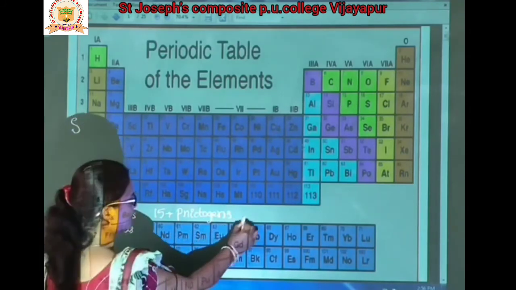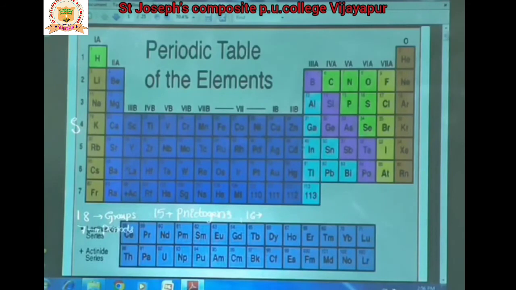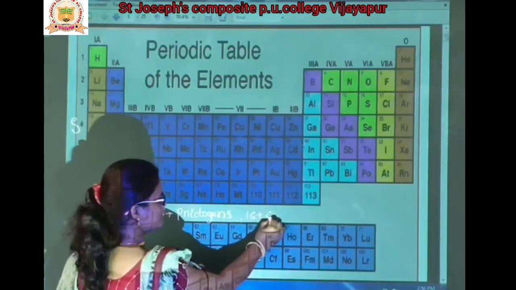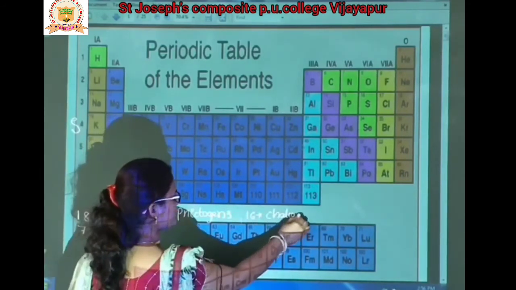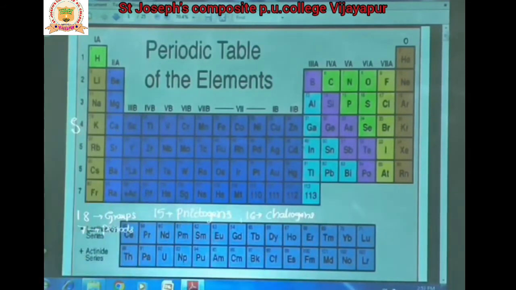The oxygen family elements we call chalcogens. Chalcogens, why the name chalcogens for this? Because these elements form the oxides of ore. Oxides of ore means like oxides of iron, iron oxide, hematite ore, Fe2O3, then Fe3O4, magnetite, then bauxite ore, Al2O3.2H2O, means oxygen is present.